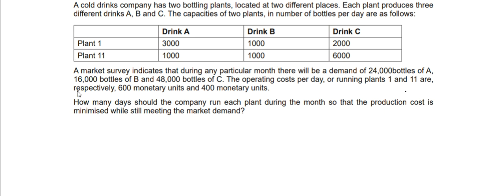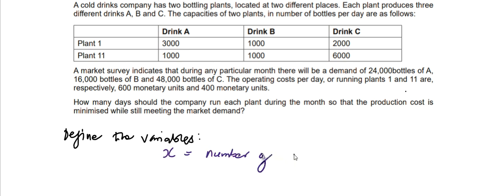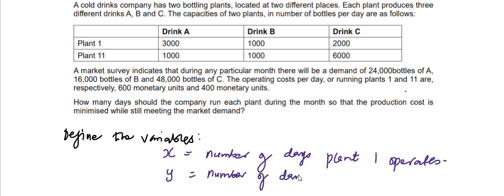So let's start by defining the variables. How many days should the company run each plant? We have two plants, plant 1 and plant 2. So we can let X equal the number of days plant 1 operates. Then Y equals the number of days plant 2 operates. So those are the variables.